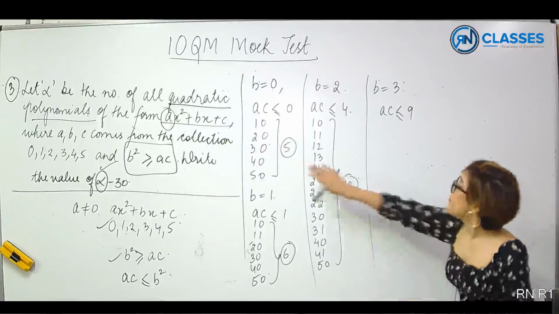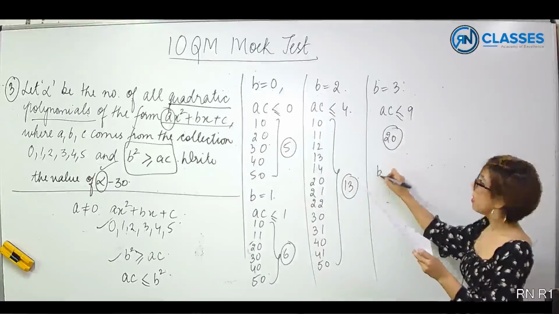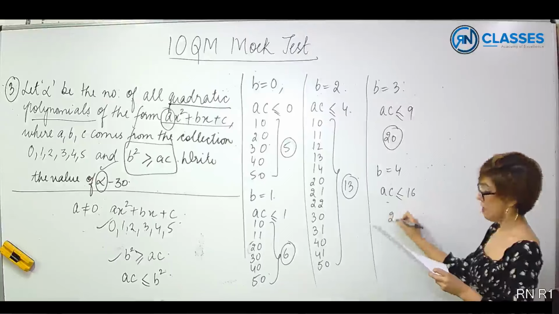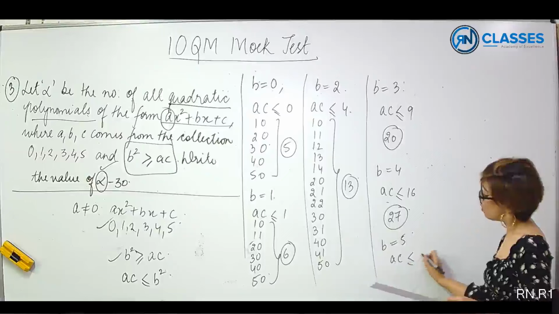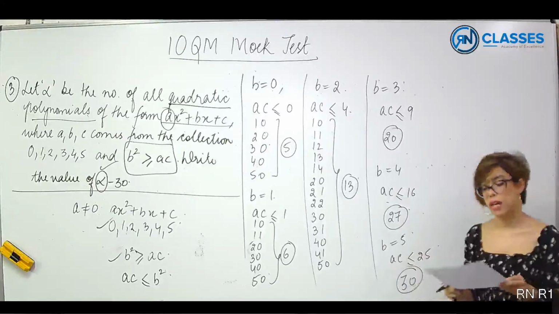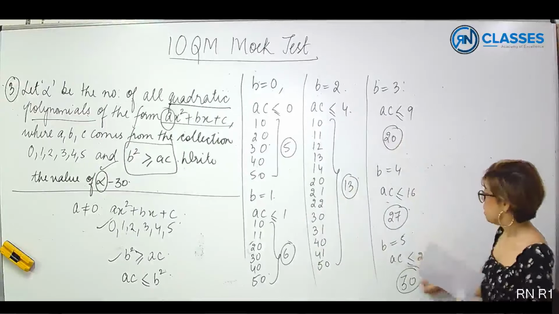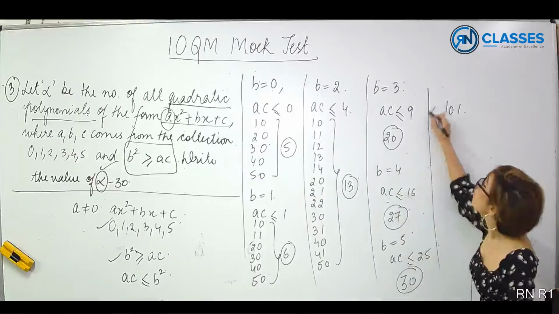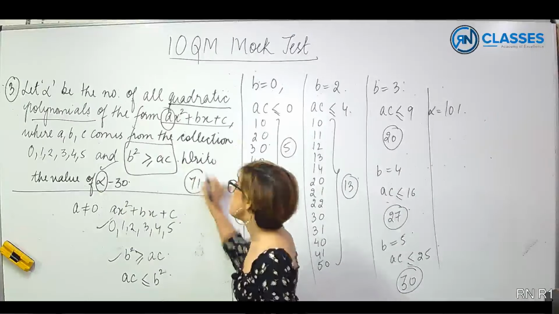Right? This is 5, 6, 13. For this one, it turns out to be 20. From B is equal to 4, AC less than or equal to 16, we get 27. Right? Then B is equal to 5. That means AC less than or equal to 25, we get 30. Right? On similar lines, you can do that. So in total, how many polynomials? This plus this plus this plus this plus this plus this. This turned out to be 101. So that means alpha is 101. But you don't want alpha, you want alpha minus 30. That is why the answer is 71.